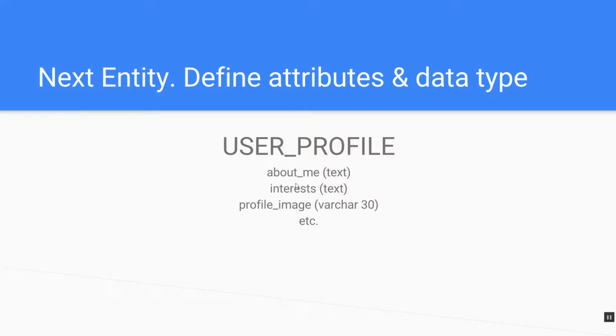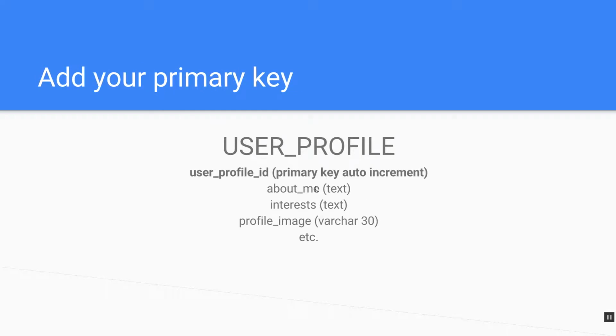Okay, so you're going to do the same exact thing here with the data type. You're going to add your primary key. So I'm adding user profile ID, and you'll notice that I generally make my ID be the same as the name of the table, all lowercase with an underscore ID. So that's something that helps me see the difference.